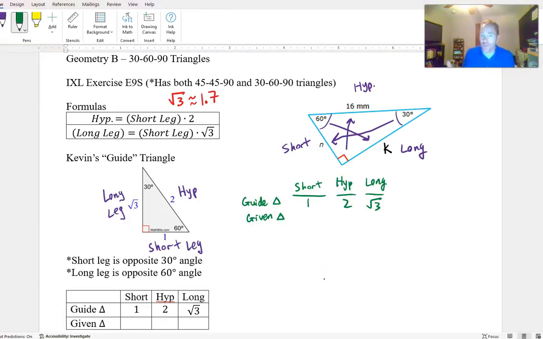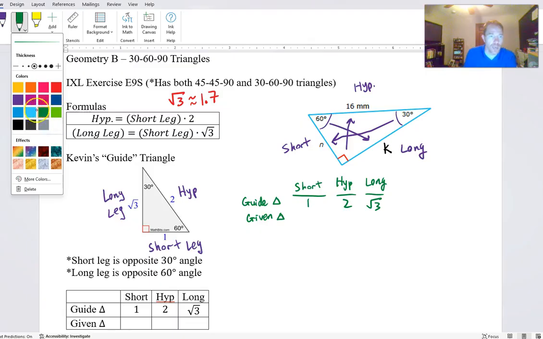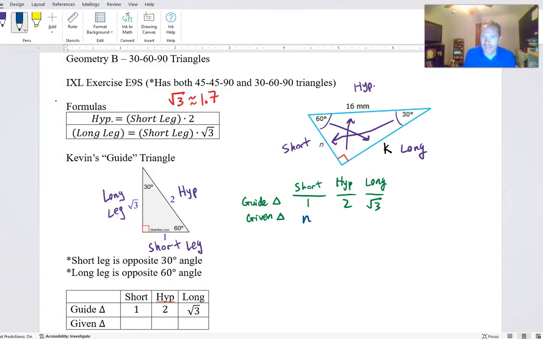For the guide triangle, the short leg is 1, the hypotenuse is 2, and the long leg is square root of 3. I think that's easy to memorize: 1, 2, square root of 3. And then in our given triangle, the short leg is N, the hypotenuse is the 16 millimeters, and the long leg is what I'm calling K. If you can get that, now it just becomes setting up these proportions, these equal fractions. Typically what I recommend is, with two variables, when you want to solve for one variable, ignore the column for the other variable.